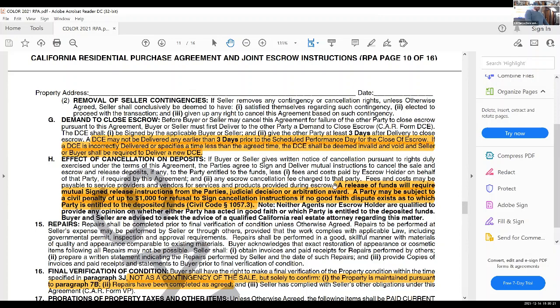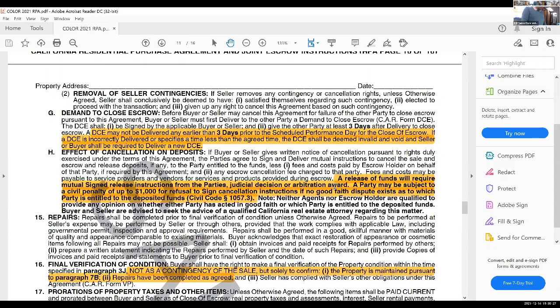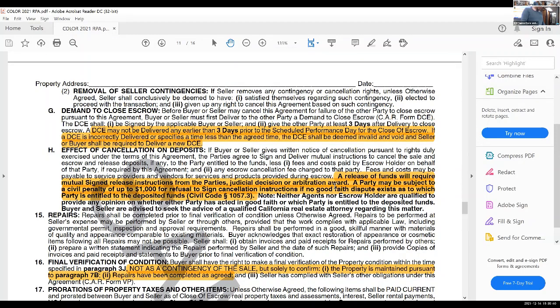Demand to close escrow. That's if the party is not closing escrow. But a demand to close escrow may not be delivered any earlier than 3 days prior to the scheduled performance day for the close of escrow. If the DCE is incorrectly delivered or specifies a time less than the agreed time, the DCE shall be deemed invalid and void, and seller or buyer shall be required to deliver a new demand to close escrow.